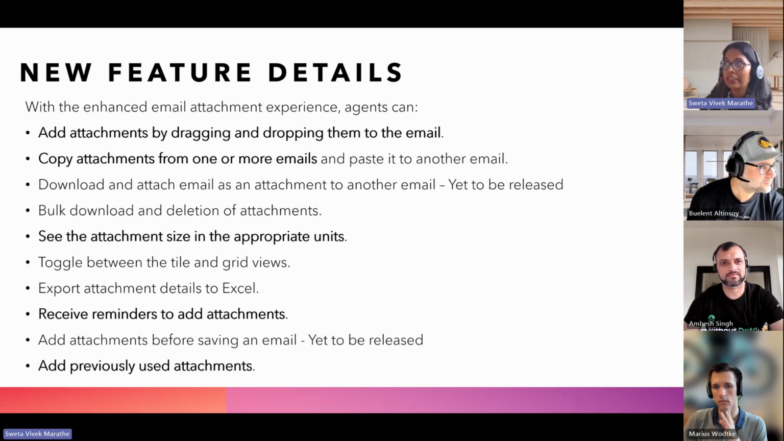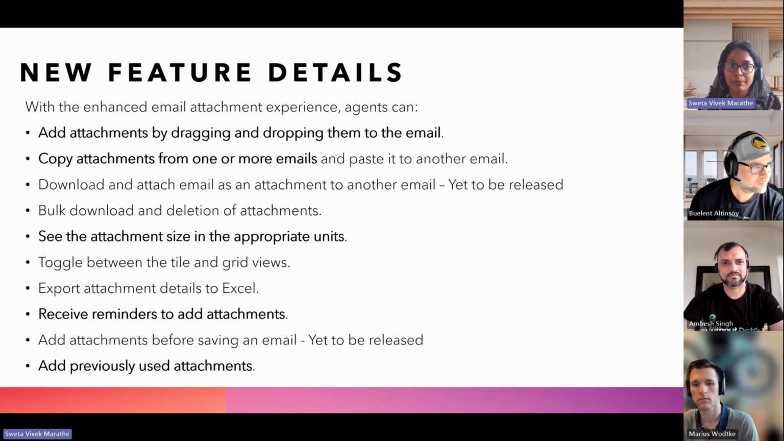Now here is the long list of the features that are introduced to improve the email experience, and I will not read through all of it. I will show it to you when I'm going through the demo. But I've highlighted a couple of them which I personally liked: you can add attachments by dragging and dropping into the email, which was not possible earlier. You can copy attachments from one or more emails which you have already composed, so that's really good. You can see the size of the attachment in appropriate units.